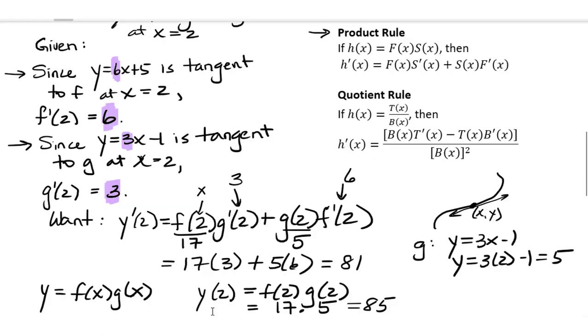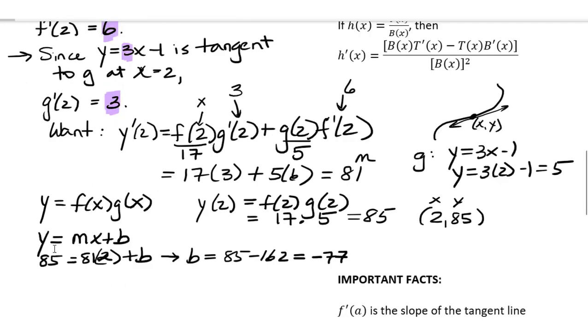Well, we do know one point on the function, y of 2, because we know y equals f of x times g of x, and we know what f of 2 and g of 2 are. We know that y of 2 is the product f of 2 times g of 2, or 17 times 5, which is 85. So what that tells us is that the function y goes through the point (2, 85). That also is the point of tangency, so that is a point on the tangent line. And so we have the slope m, and we have a pair of coordinates x, y, so we can write the equation of the line.